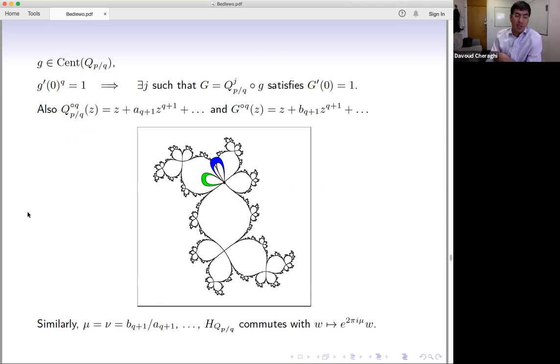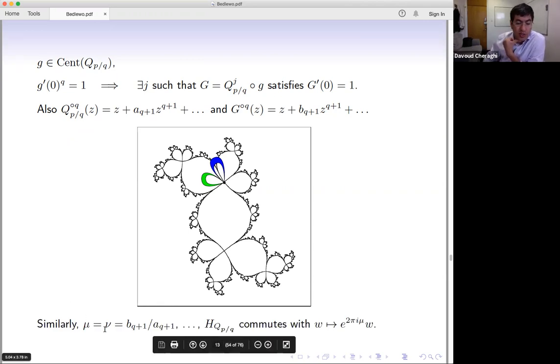In this case, mu and nu that I was talking about in the previous slide become this quantity that comes from these expansions. Once you have the same expansion, you can repeat the same argument and say that the Horn map must commute with a rigid rotation, which is not possible again because H has a single critical value. So this takes care of the whole parabolic case.